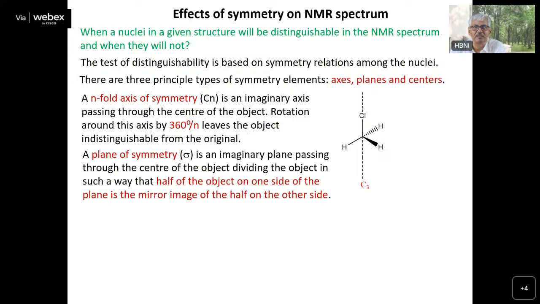Now a plane of symmetry is an imaginary plane passing through the center of the object, dividing the object in such a way that the half of the object on one side of the plane is the mirror image of the half on the other side. You can see the sigma plane passing through the center of the molecule. Now you can see that these hydrogens, below the plane and above the plane, are not distinguishable.